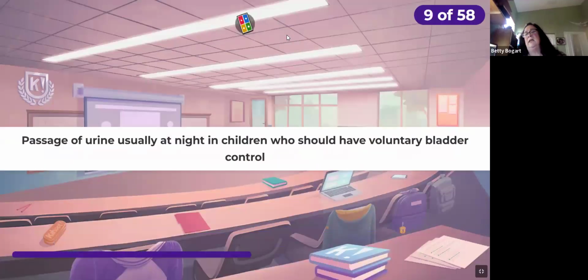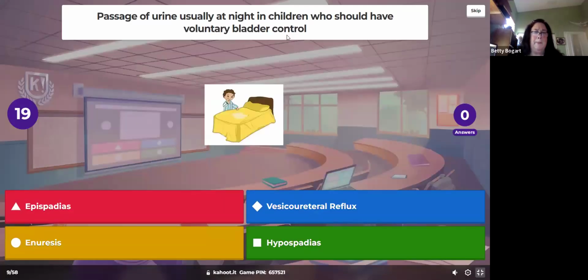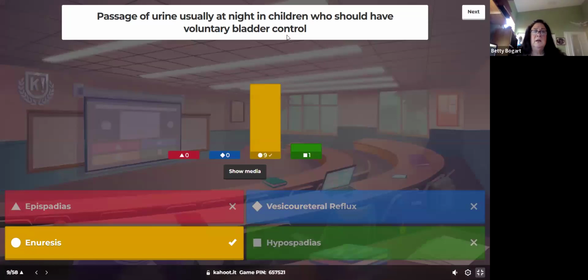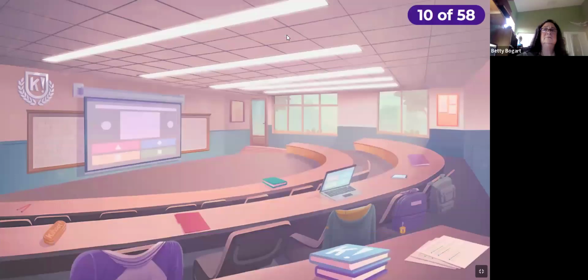Passage of urine, usually at night, in children who should have voluntary bladder control, is called enuresis. Epispadias, the hole is down there on the top. Hypospadias is on the bottom. Vesicoureteral reflux is between the bladder and the ureters. And enuresis, that is when we urinate at night. Yes.